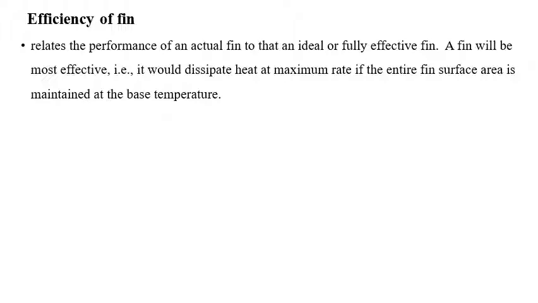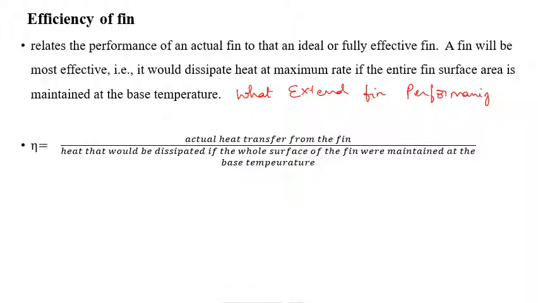In the earlier slide we have seen that effectiveness tells whether I should have the fin or not, whether there is a need of a fin or not, whether the fin reduces the Q or not. What does the efficiency tell? To what extent the fin is performing is answered by the efficiency, and the efficiency can be given by the formula Q actual to the heat Q maximum.